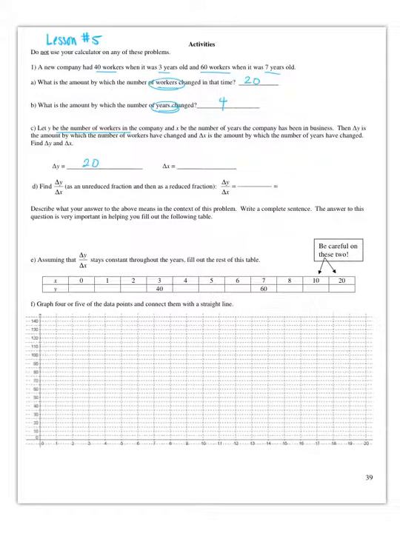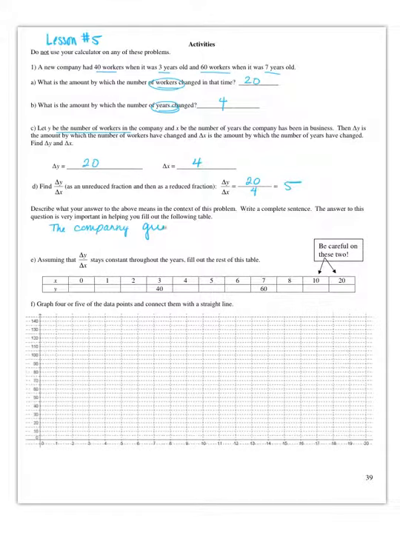Let Y be the number of workers in the company and X be the years the company was in business. Delta Y is the change in Y, or the change in workers, and delta X is the change in years. We're going to find delta Y over delta X, which is 20 over 4, and that simplifies to 5. We can write a sentence about this, which is our slope.